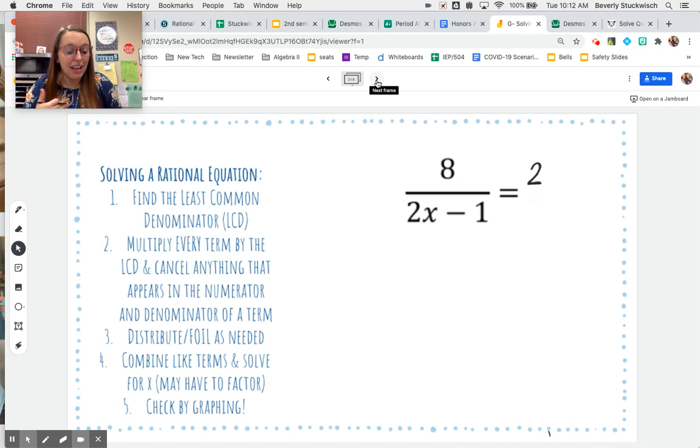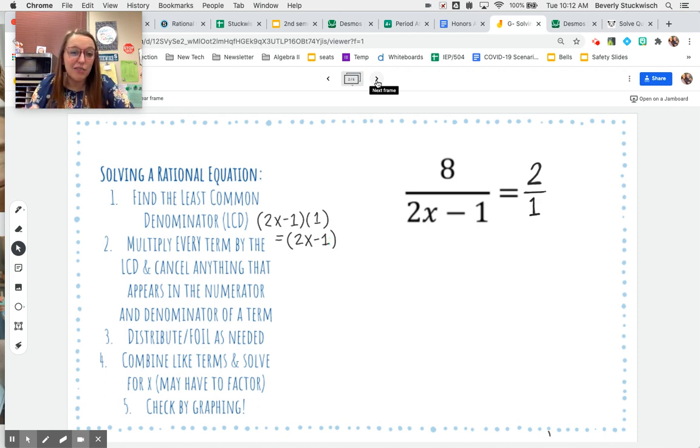Okay, so here we actually have two fractions. I know it only looks like we have one, but if you have something that's just a regular number, it has no denominator, it technically has a denominator of 1. We just don't write it. Okay, so I'm working with two fractions here. I want to find my least common denominator. Let's just look at all my denominators. I've got 2x minus 1, and I've got 1. Okay, if I multiply those together, I'm going to get 2x minus 1. So that is my LCD, 2x minus 1.